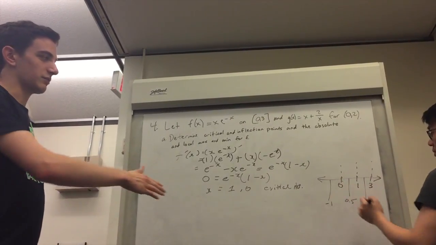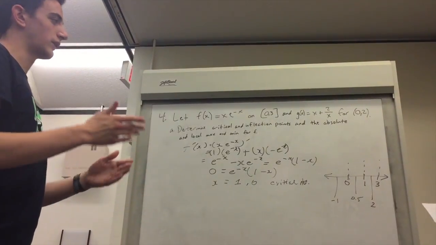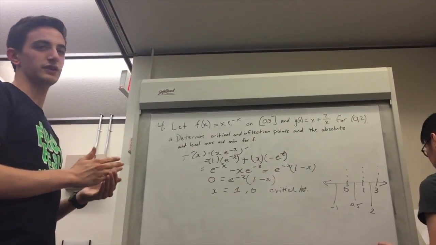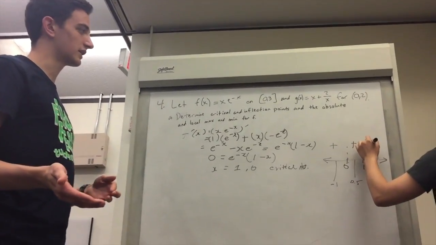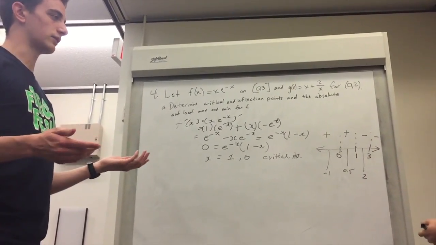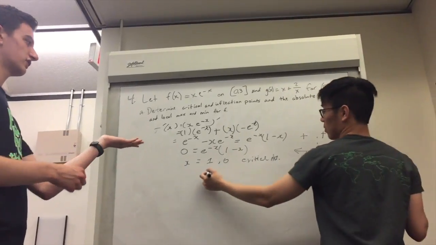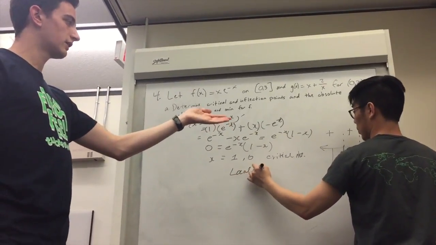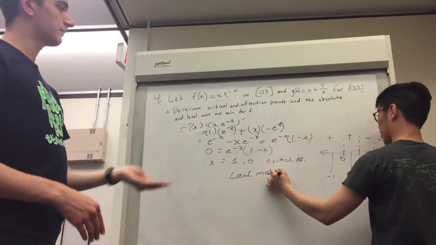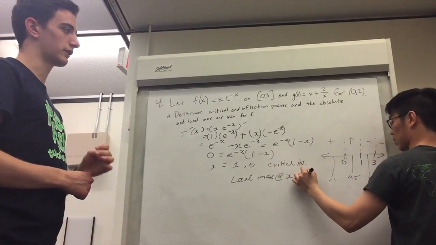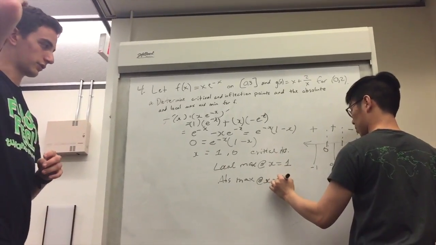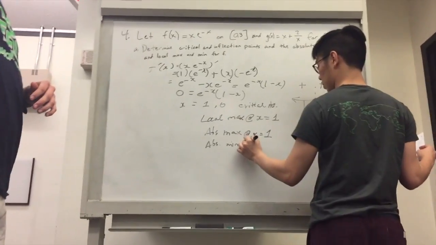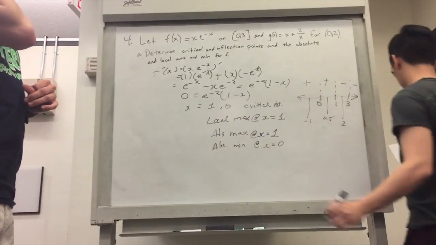We're going to use numbers in between these values to figure out whether f prime, the derivative of x, is positive or negative. After plugging the numbers into the derivative equation, we find that it's positive between 0 and 1 and negative between 1 and 3. So we have a local max at x equals 1, and we have an absolute max at x equals 1 also, and an absolute minimum at x is equal to 0.